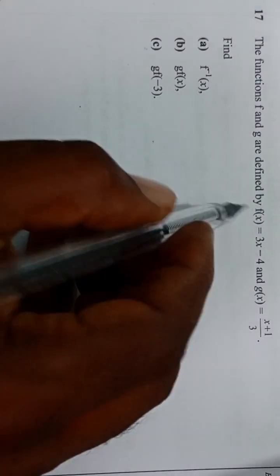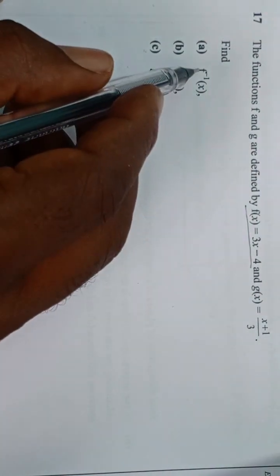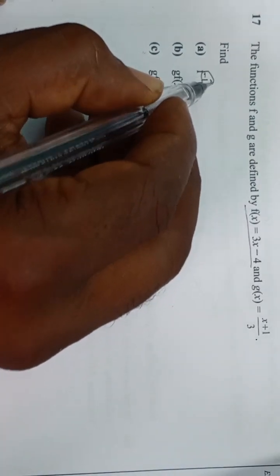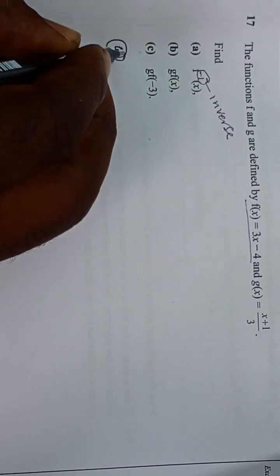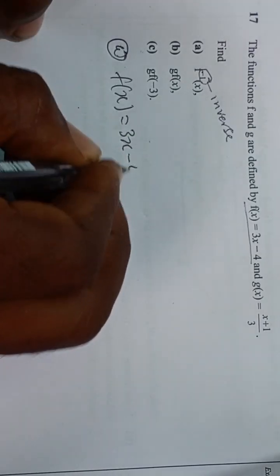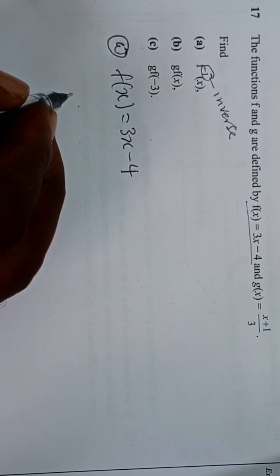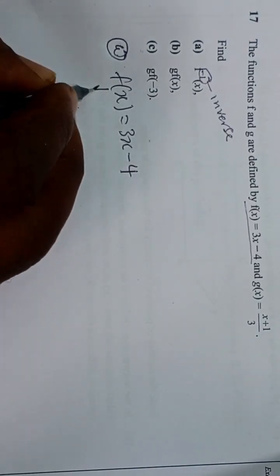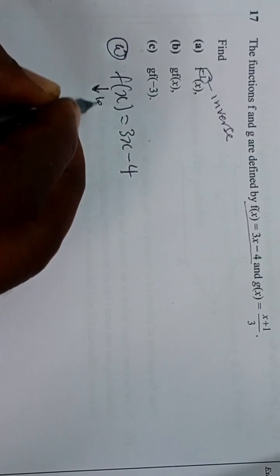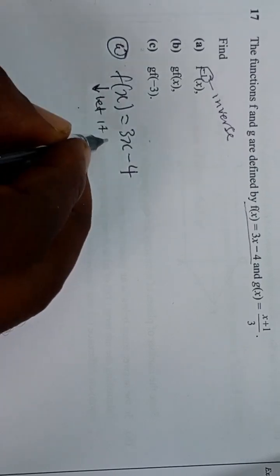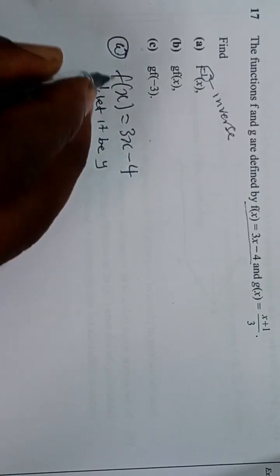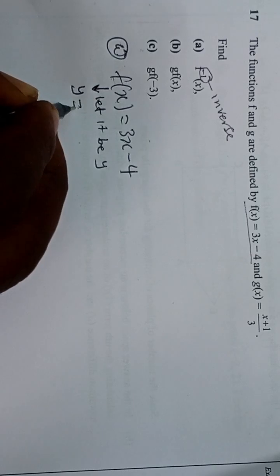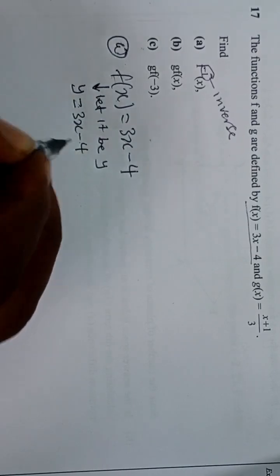So we are going to use the f function to find f inverse. This symbol means inverse. So for us to calculate the inverse, we only have 3 steps. f of x equals 3x minus 4. Step number 1, let f of x be y. So f of x, y, equals 3x minus 4.